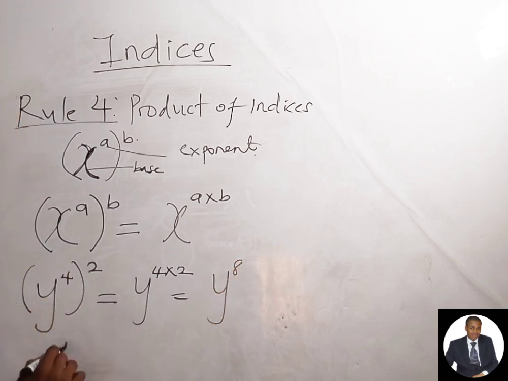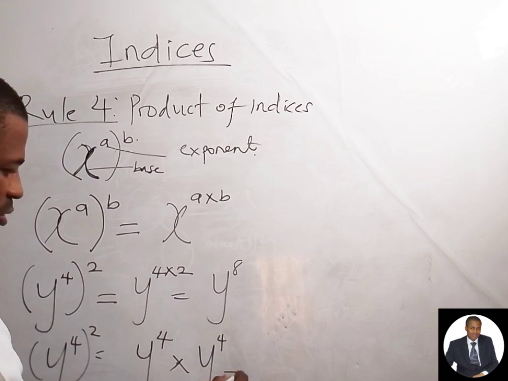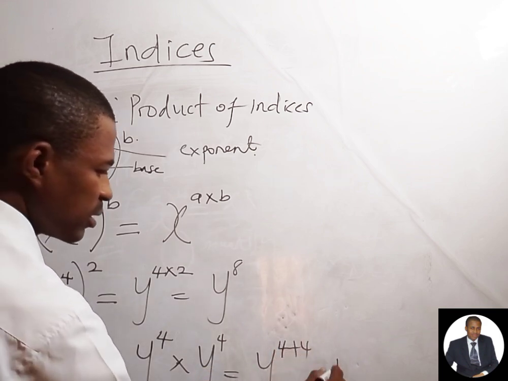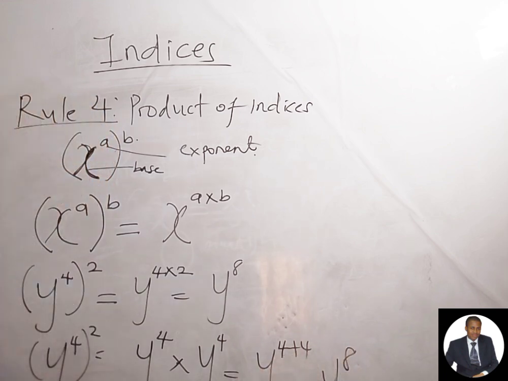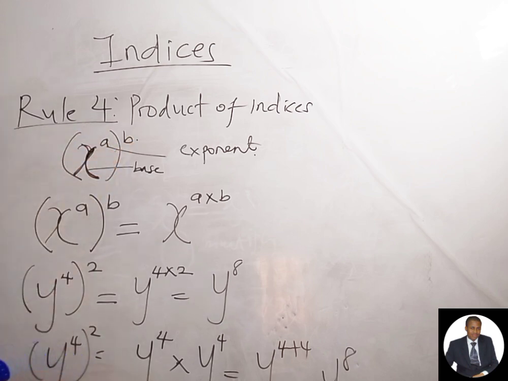This also means y raised to power 4 in 2 places. We multiply, and this gives us y^(4 plus 4), that's y raised to power 8. So when we talk about product of indices, everything within the bracket is multiplied by what is outside the bracket. Let's take some examples.